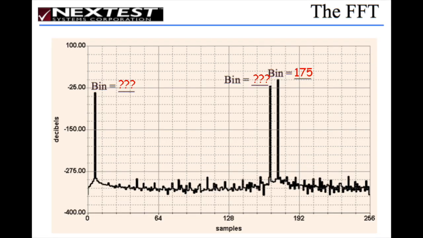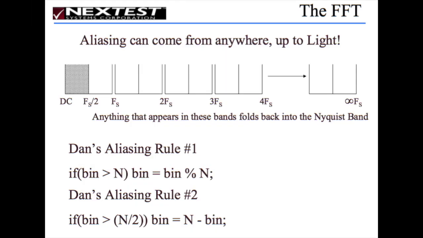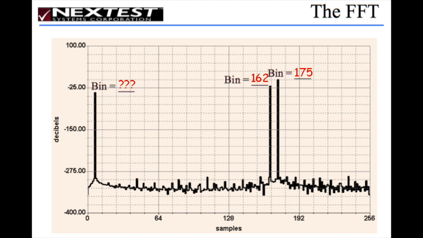Fundamental shows up in bin 175. That other thing is the image of the second harmonic. It's not the second harmonic, it's the image of the second harmonic. Let's find out. 175 times 2 is 350. 350 is not greater than 512. Rule 2, 512 minus 350 comes out to 162. So that's the image of the second harmonic.